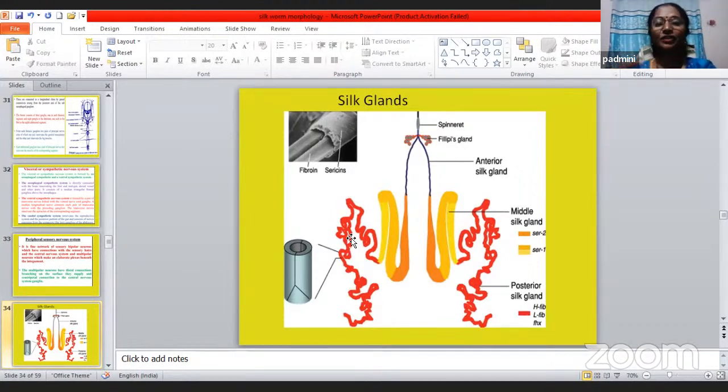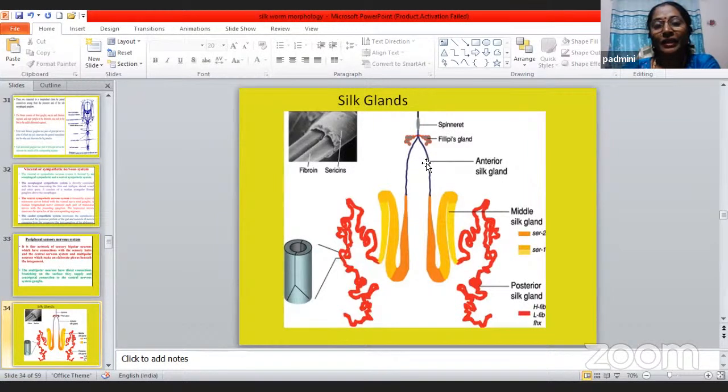So here, what are the different parts of that silk gland? This is a spinneret that we talked about in the mouth region. There, at the labial region, you have a spinneret from where the silk is produced. The spinneret is connected to a Filippi's gland on either side. The Filippi's gland secretes some kind of fluid substance, though its function is not yet known, but definitely they secrete some fluid during the silk production over there. The spinneret is connected by a pair of anterior silk glands.